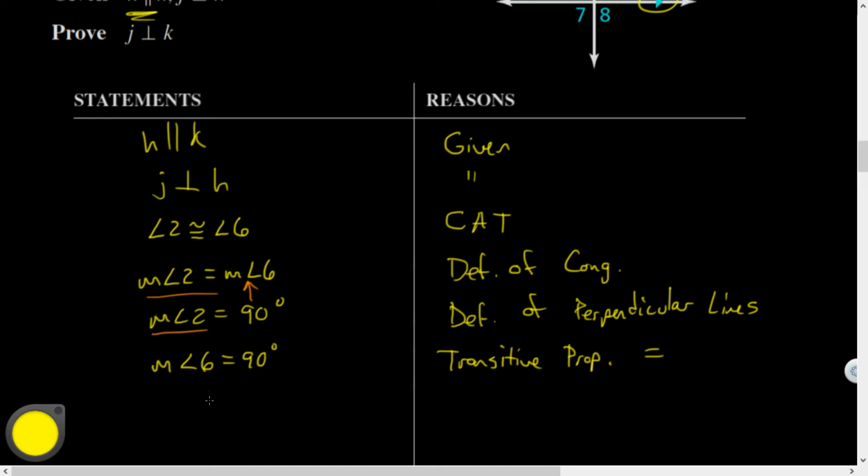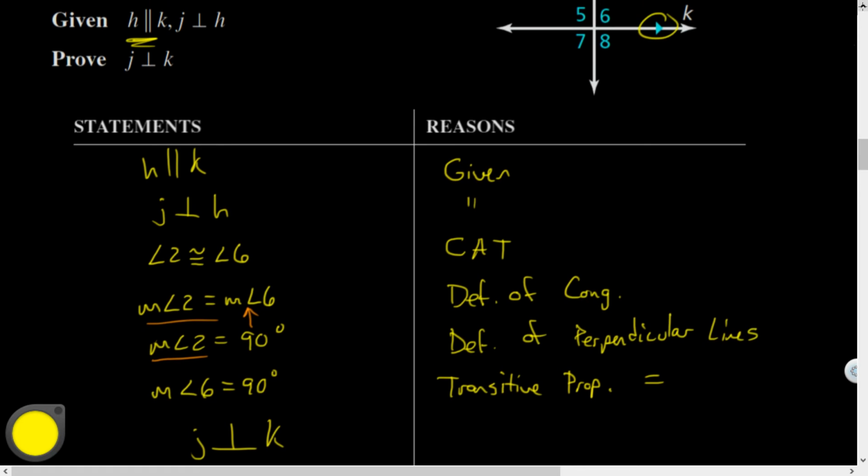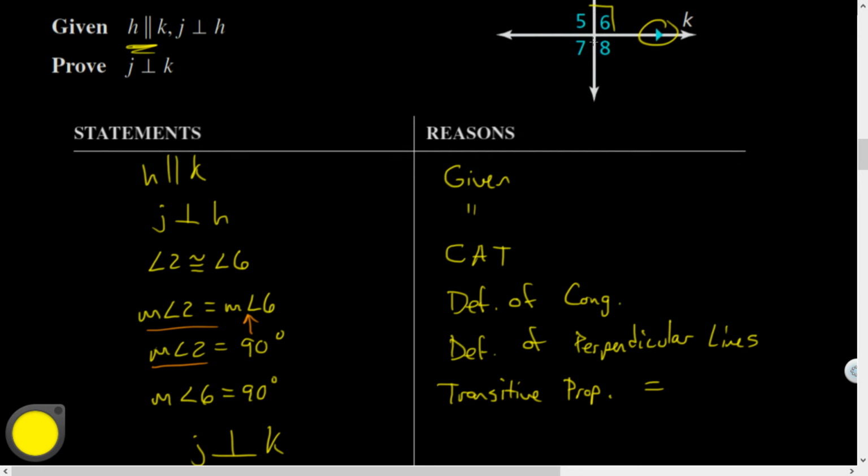And I think I've got enough information to conclude J is perpendicular to K. And I know that this is a 90-degree angle. And I'm saying that since it's a 90-degree angle, these lines are perpendicular by def of perpendicular lines. All right, so we have just proven this theorem, which means we don't have to prove it ever again. We can just use the perpendicular transversal theorem.